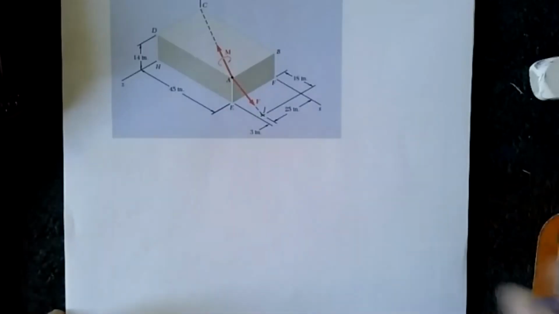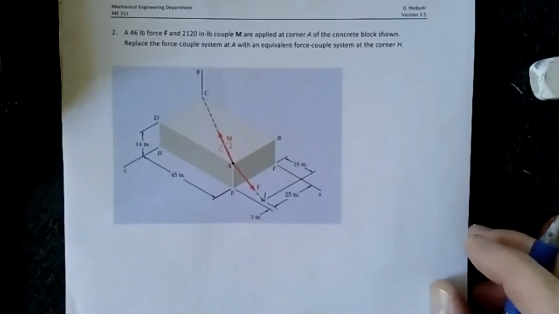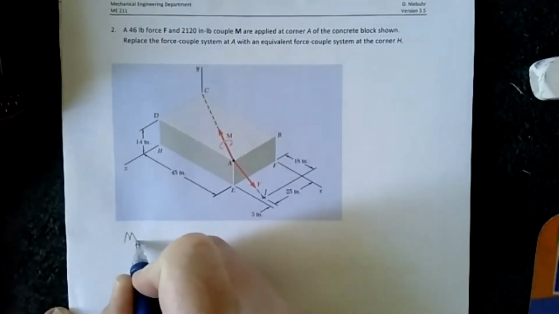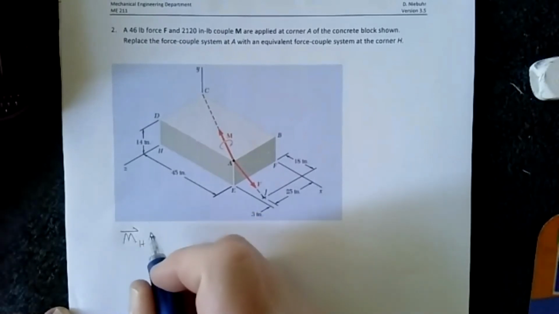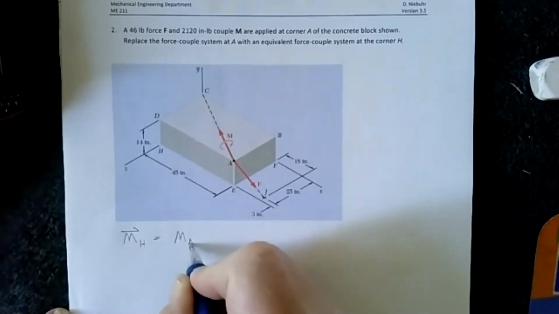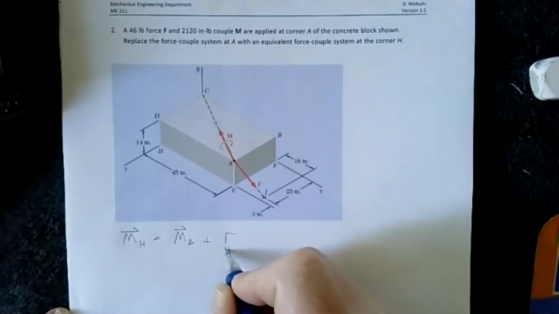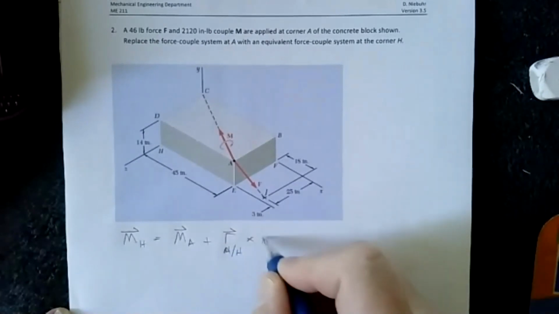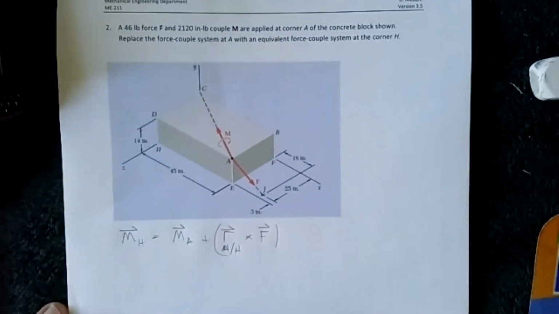Okay, so you've had a chance to work on the problem. Let's go ahead and look at this one. Now, we have our drawing. So we know that our moment at H, the equivalent moment, this is our answer, is really going to be equal to the moment at A plus R, A relative to H, going from H to A, crossed with the force F. That's going to be what we were looking for.